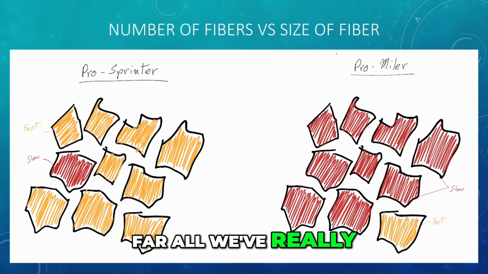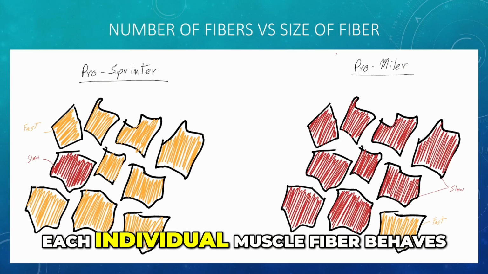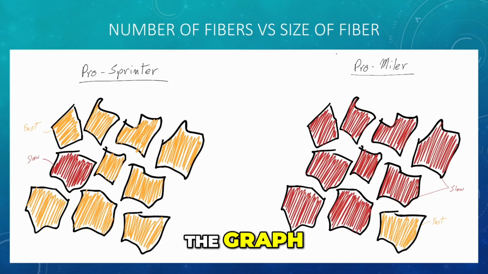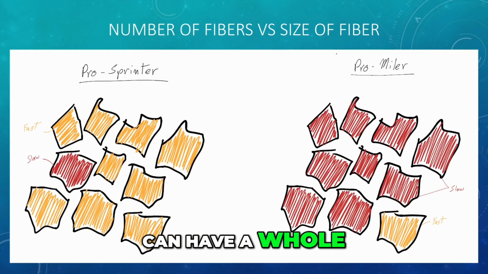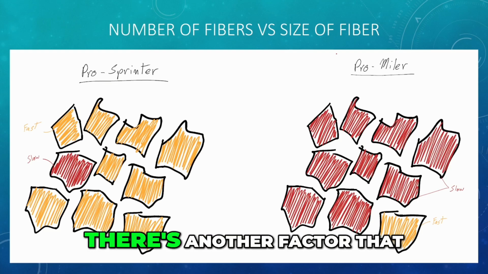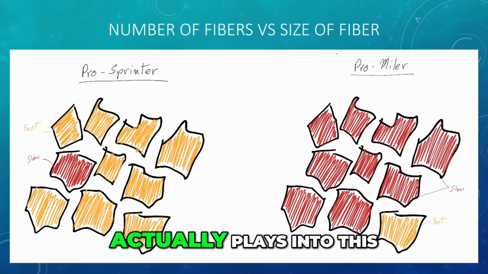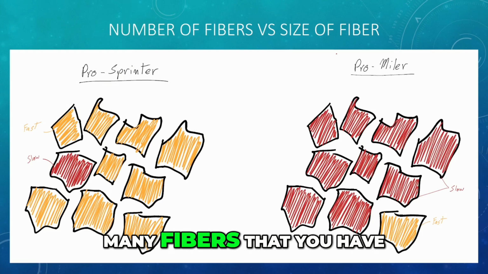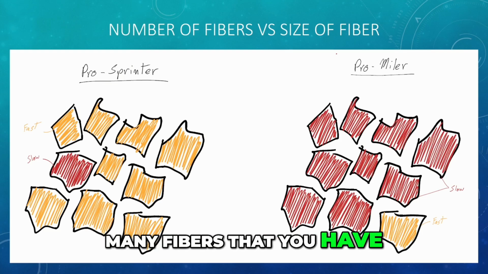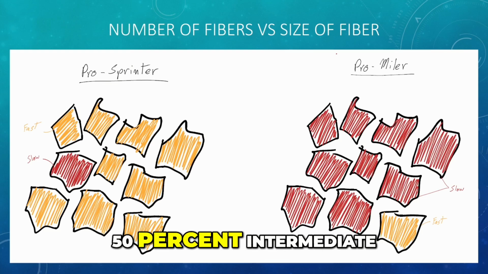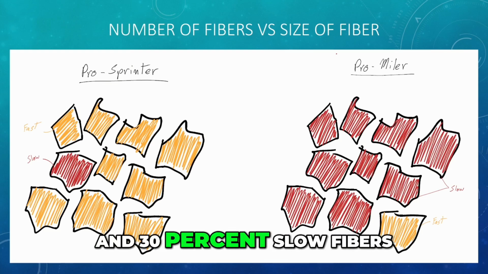So far, all we've really talked about is how each individual muscle fiber behaves, how it's sitting on the graph, how in general you can have a whole bunch of fibers that put you on a spectrum of miler to sprinter. But there's another factor that actually plays into this. It's not just how many fibers you have. So it's not just that you have 20% fast, 50% intermediate, and 30% slow fibers.